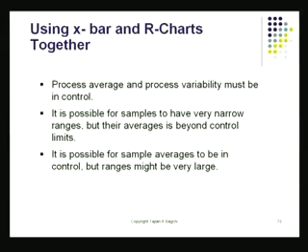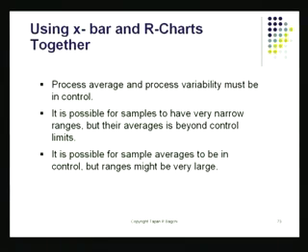Both process average and process variability must be in control. Process average is your X bar; process variability is your R, or range, or standard deviation S. It's very possible to have a very tight process with very good precision, but the average may be off. This is no good news. Or it's also possible that the average is right there, but you've got wide variation.